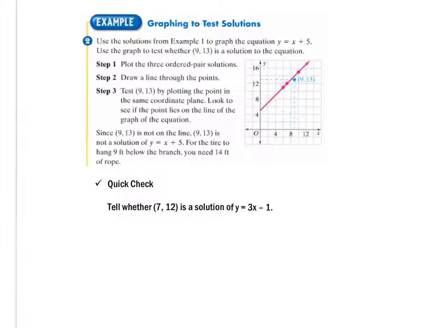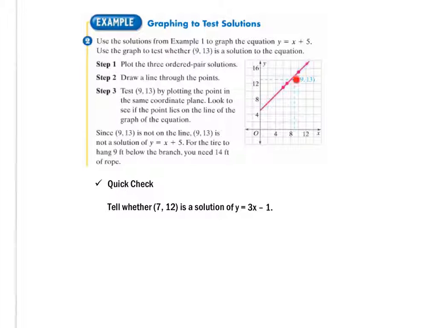Plot the 3 ordered pair solutions, the 3 that you would have solved for in those examples. In example 1, they've plotted those points right here. Draw a line through those points. We're not freehanding lines. We are going to use a straight edge, use a ruler to actually graph that line. Then we will test (9, 13) by plotting the point in the same coordinate plane.